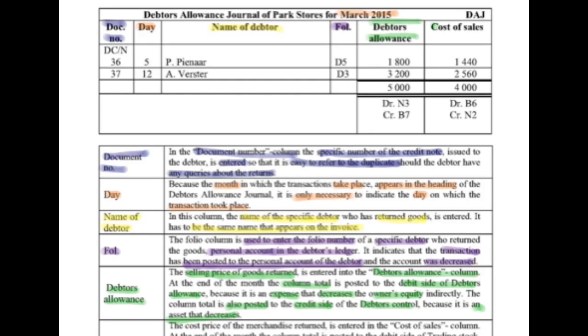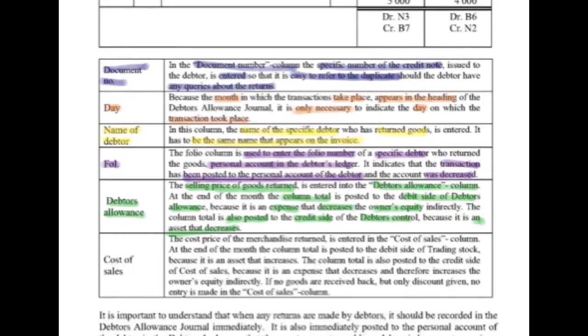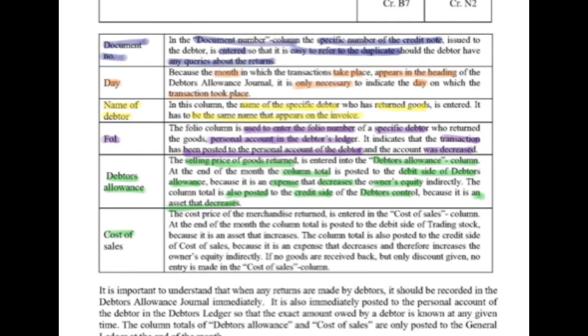Then the final column is cost of sales. Cost of sales is the exact opposite again of what happened in the DJ. The cost price of the merchandise returned is entered into the cost of sales column. At the end of the month, the column total is posted to the debit side of trading stock because the asset needs to increase. Because they are returning the goods, I can take those goods back, put them onto the shelf and sell them to someone else. So the stock has been returned and increases my stock in my shop.